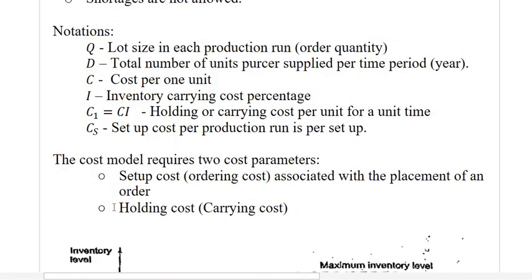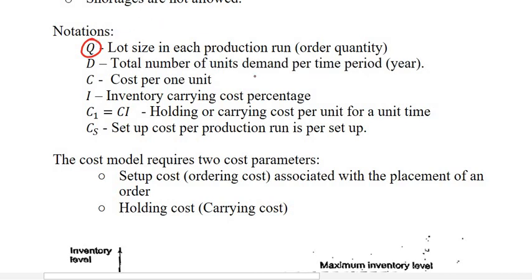Now, we'll go for the notations. We denote Q as the lot size of each production run. For a production, we are making an order of quantity Q. D denotes the total number of units demanded per unit time period. We are considering the unit time period as a year. C denotes the cost of our product, that is, the cost of our raw material. I denotes the inventory carrying cost percentage. C1 denotes the holding or carrying cost per unit for a time period. C1 can be calculated with the help of C into I.